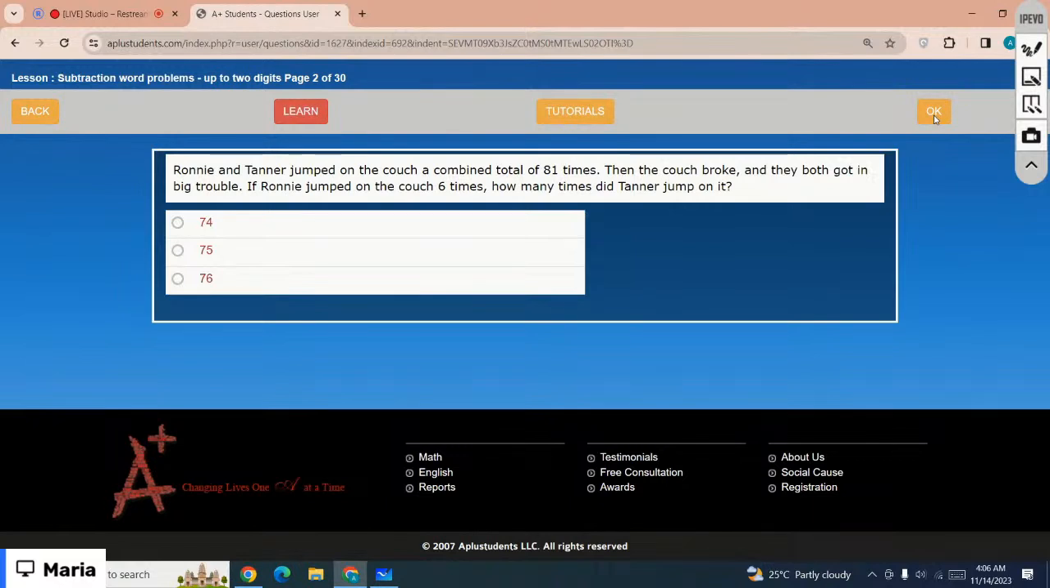Basically, the total they jumped is 81, right? If Roni jumped six times, you need to calculate how many times Tanner jumped. So, how do you calculate? You have to do 81 minus 6, right? So, 81 minus 6 equals, which is the correct option. Start with 81 and count back 6.